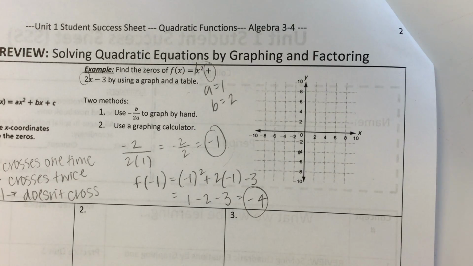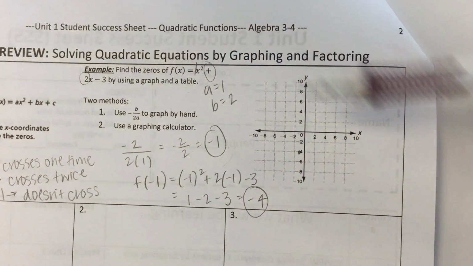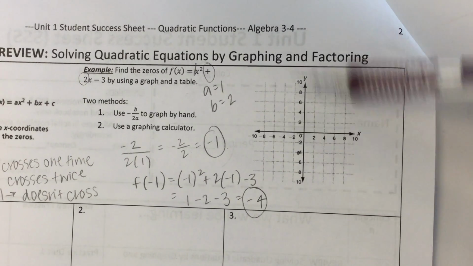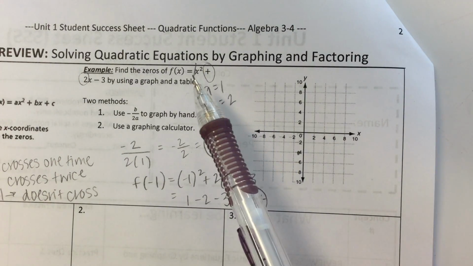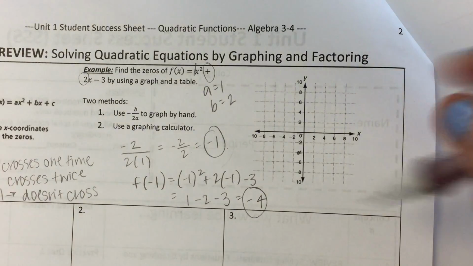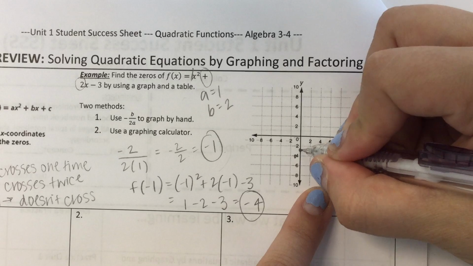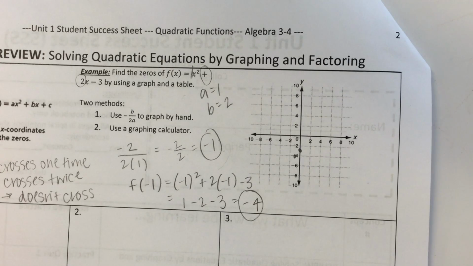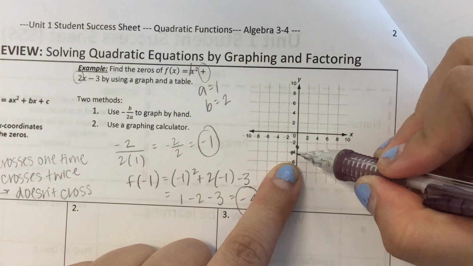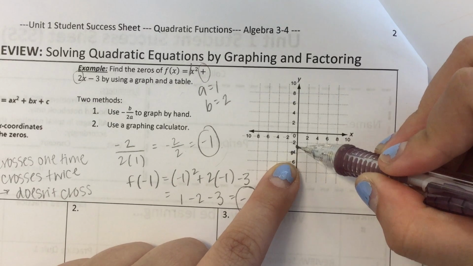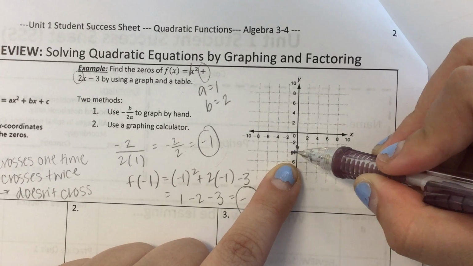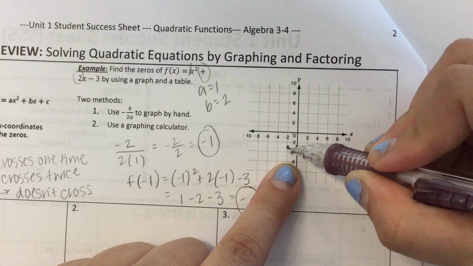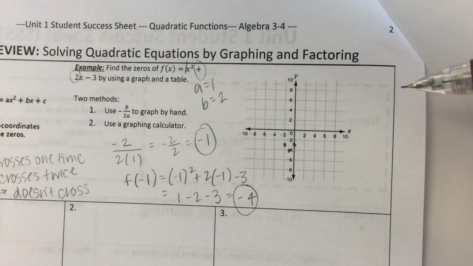To find the y-intercept, we set x to 0, since the y-intercept is where x equals 0. If we plug 0 into our function, we get 0 plus 0 minus 3, which means our y-intercept is at negative 3. Now if you remember from last year, parabolas are symmetric about the vertex. So if I have a point that is 1 over and 1 up from the vertex on this side, I'm going to have that same point 1 over and 1 up on this side. That helps us find another point.